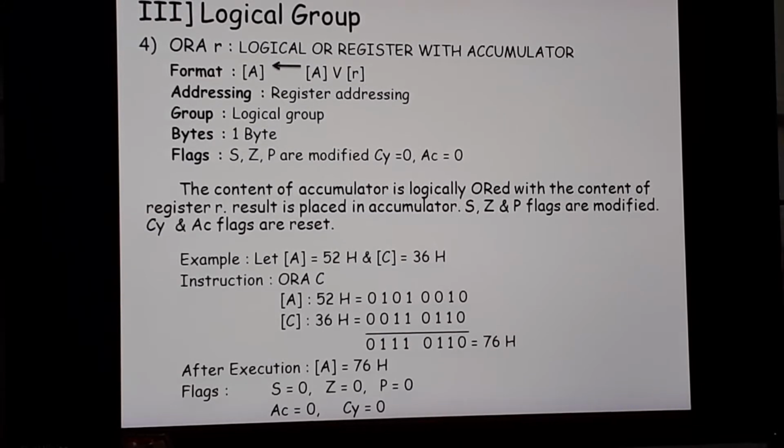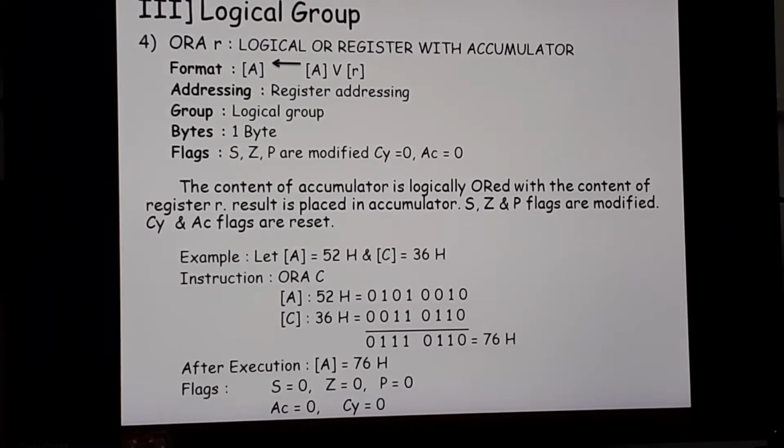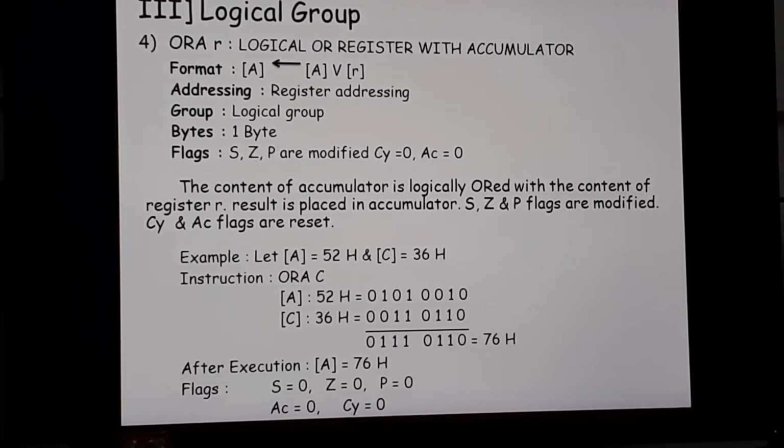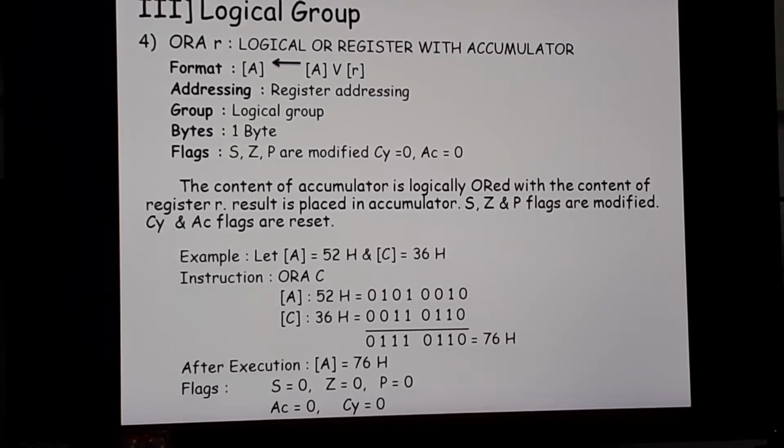So the explanation of this particular instruction, how will you explain? You will write as, in this instruction, the content of the accumulator is logically ORed with the content of the register R. The result is placed in the accumulator. Sign, zero and parity flags are modified. Carry and auxiliary carry flags are reset.